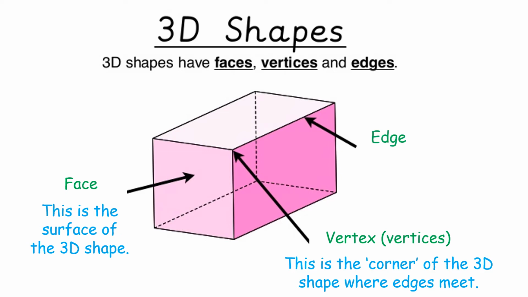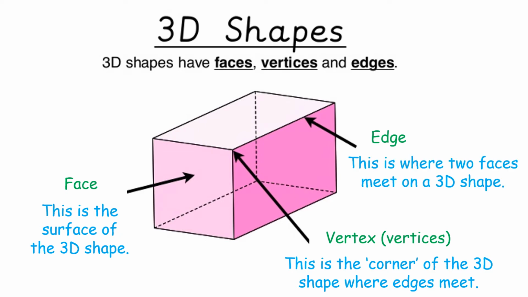3D shapes also have edges. This is where two faces meet on a 3D shape. Now we can use our finger again to run our finger along the line of an edge. And edges can sometimes be straight, just like on this cuboid, but sometimes they can also be curved.